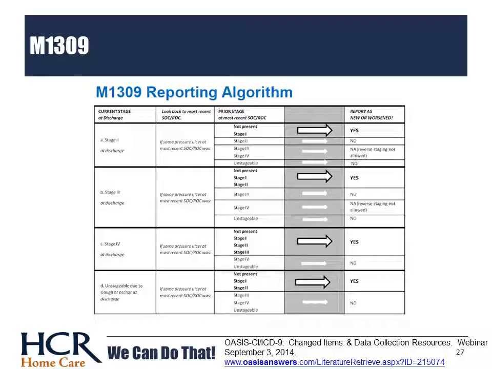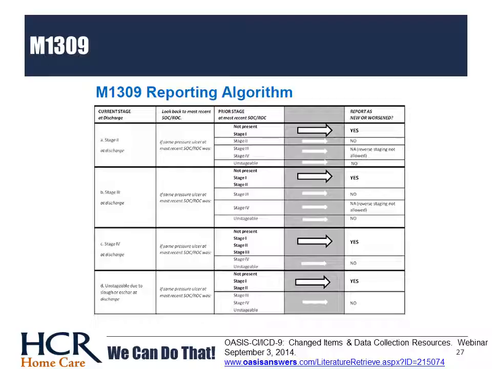If you're looking at that stage 4 at discharge and at the most recent start of care or resumption of care, it was a stage 4 and now it's still stage 4, or at that most recent start of care, it was unstageable because it was covered in slough or eschar or covered in a non-removable dressing, and now it's a stage 4. Well, we cannot say that that has gotten worse, so we would respond no and put in a 0 on 1309. Lastly is the unstageables due to being covered in slough or eschar.